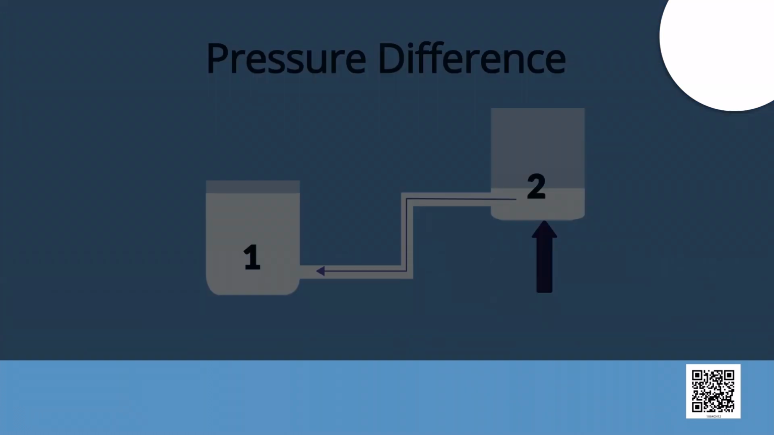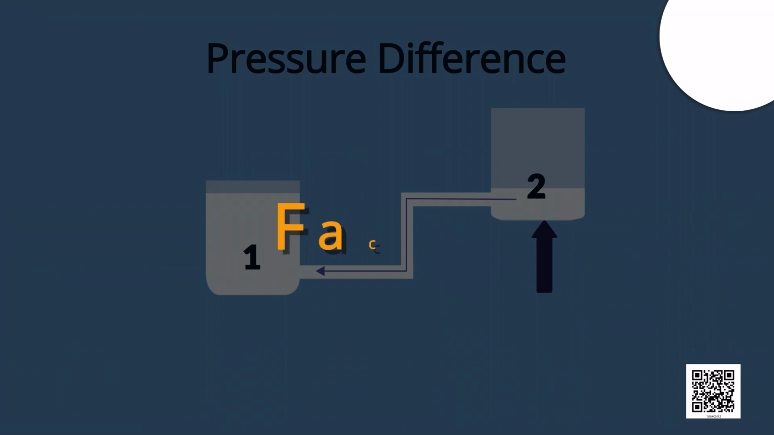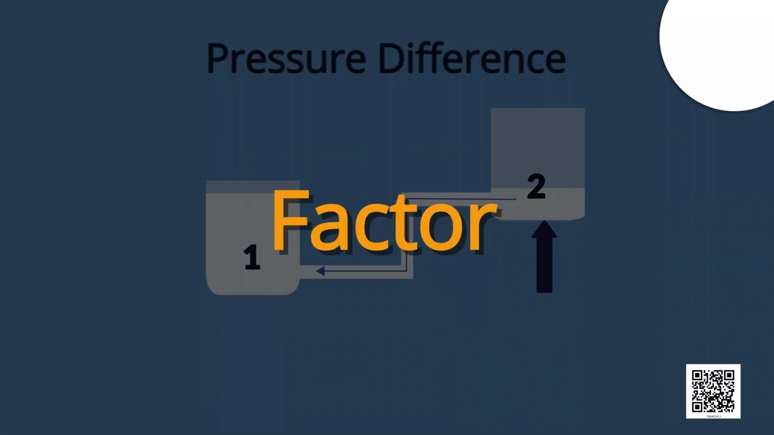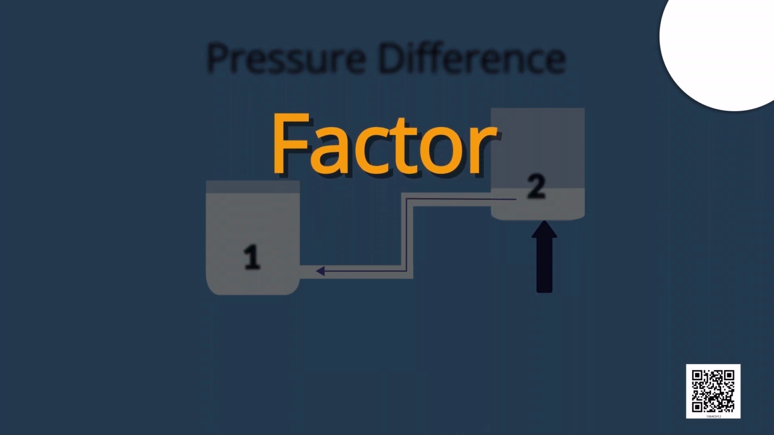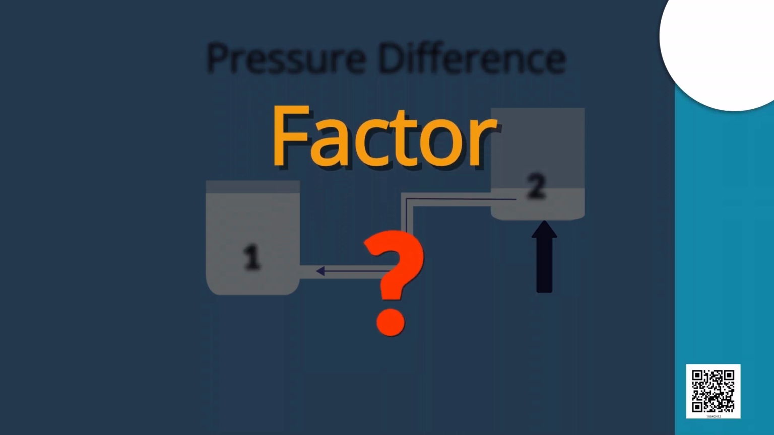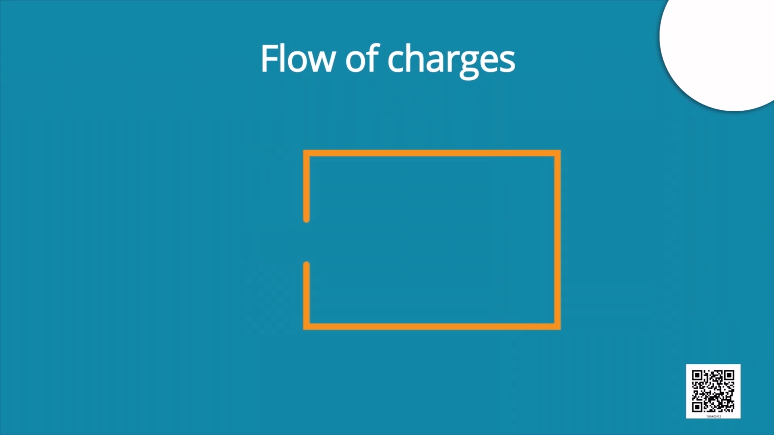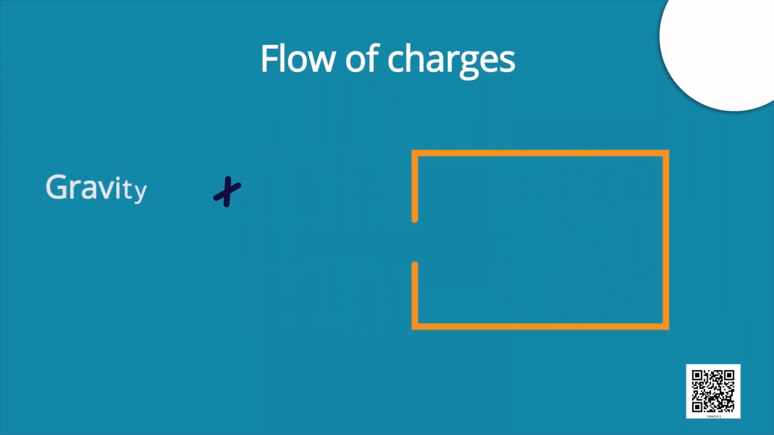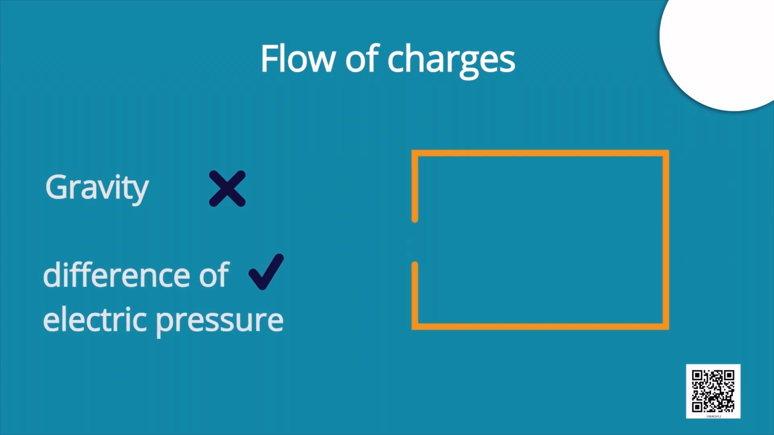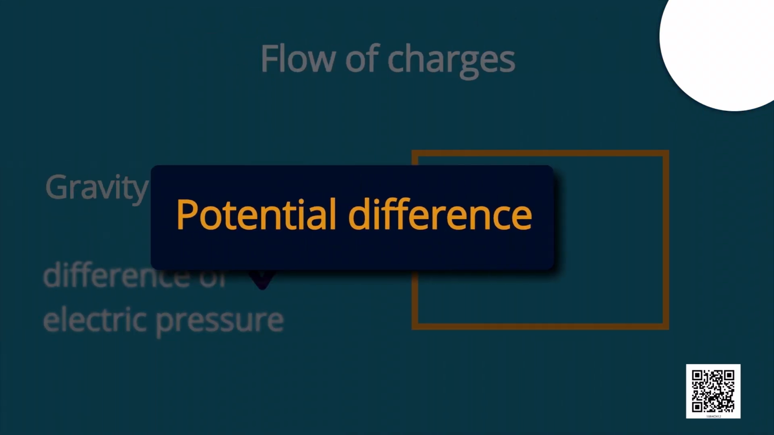In the same way, some factor will be required for the flow of charges in a conducting metallic wire. What can be this factor? Let us try to find out. But let me make this clear to you children that gravity has no role to play for the flow of charges in a conducting wire. The electrons move only if there is a difference of electric pressure along the conductor. This is called potential difference.